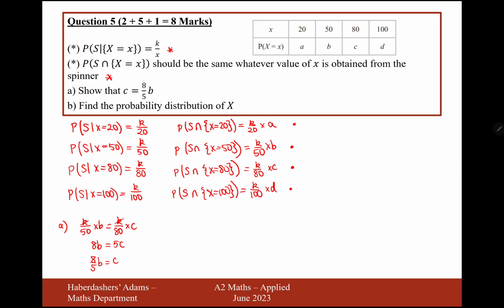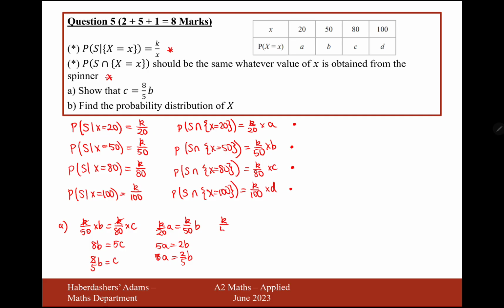So now I'm going to set the top one and the second one equal to each other. So k over 20 a equals k over 50 b. Cross multiply, 5a equals 2b. So then a equals 2 over 5b. So I'm getting everything in terms of b. So now I'm going to do the second expression and the fourth expression.